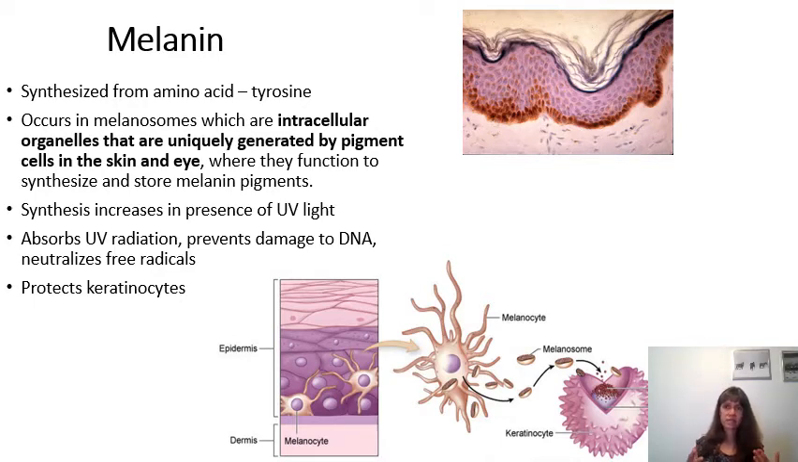Whenever we expose our skin to sunlight, that stimulates the melanocytes to produce more melanin, and the melanin actually helps to absorb ultraviolet radiation, preventing damage to our DNA and neutralizing free radicals. This helps protect the keratinocytes in our cells as well.